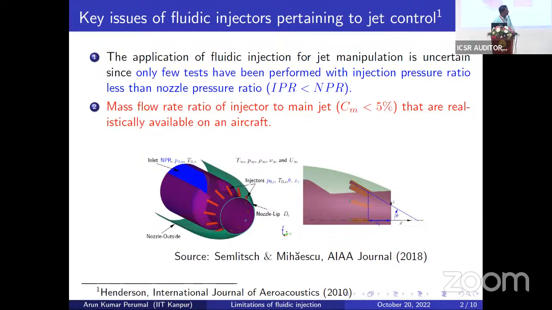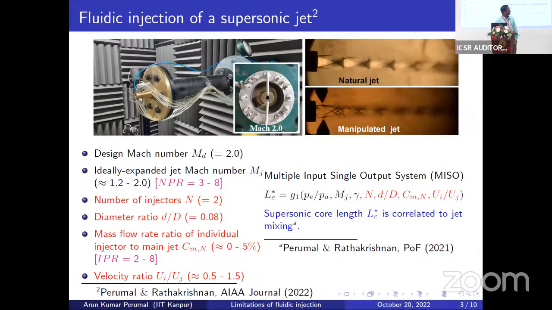This present talk mainly tries to address these two limitations, even though, as you'll see at the end of the talk, we are not in a position to address this because the situations were pretty different from what we thought in the beginning. To address these two limitations, we did simple preliminary investigations at a design Mach number of 2. So the nozzle was designed for Mach number 2, and the jet was expanded at different nozzle operating conditions, ranging from 3 to 8, which corresponds mostly to overexpanded conditions.